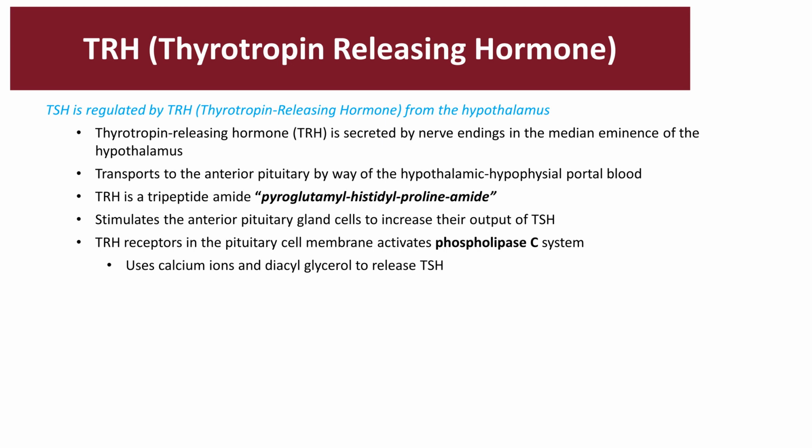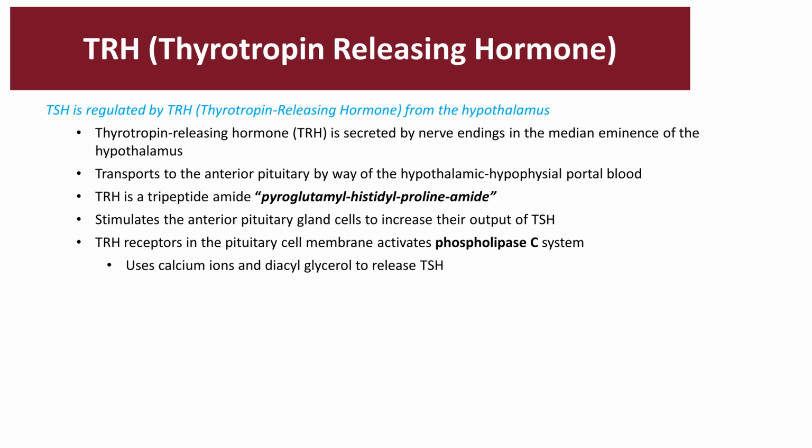The TRH receptors on the pituitary cells utilize another intracellular signal system, which involves the phospholipase C system. That uses IP3, inositol triphosphate, and diacylglycerol as second messengers. That will in turn activate PKC, the protein kinase C enzymes. It does utilize calcium ions for intracellular signaling as well.